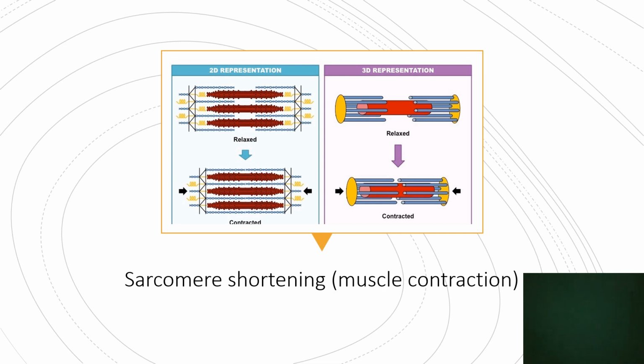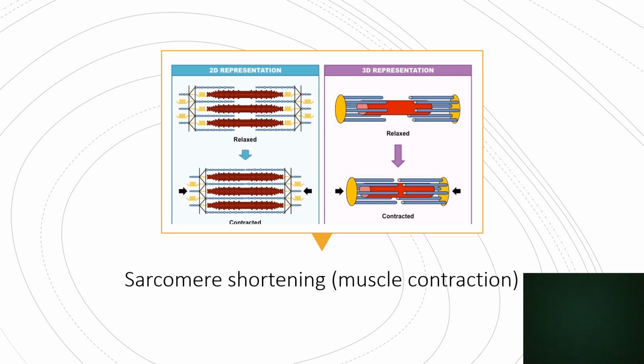Our last slide today, I'll be talking about sarcomere shortening. The repeated reorientation of the myosin heads drags the actin filaments along the length of the myosin. As actin filaments are anchored to Z-lines, the dragging of actin pulls the Z-lines closer together, shortening the sarcomere.